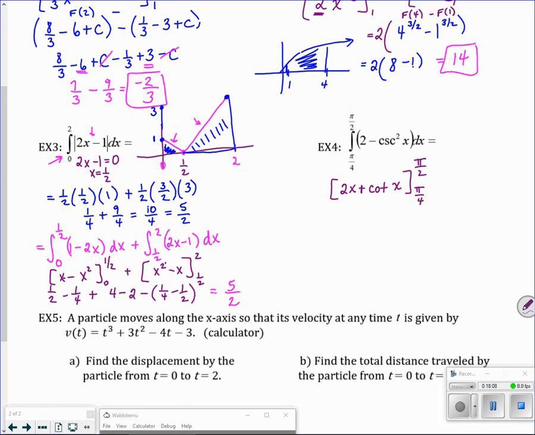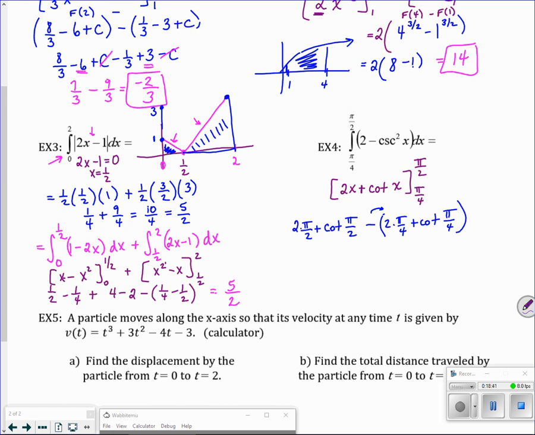So let's write this one out. So I have 2 times pi over 2 plus the cotangent of pi over 2. That would be the first one, minus parentheses 2 times pi over 4 plus the cotangent of pi over 4. So you just have to watch that when you're evaluating. If you have more than one thing, stick that parentheses around there and make sure that you're remembering to distribute that negative.